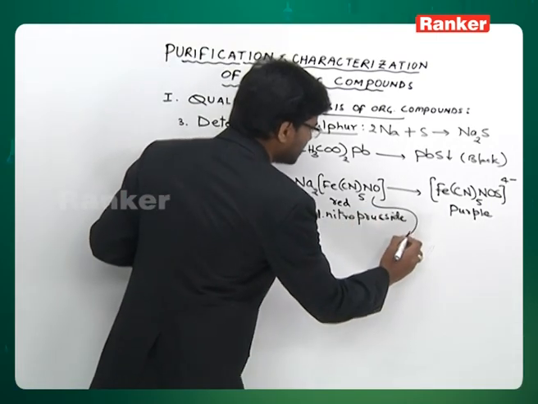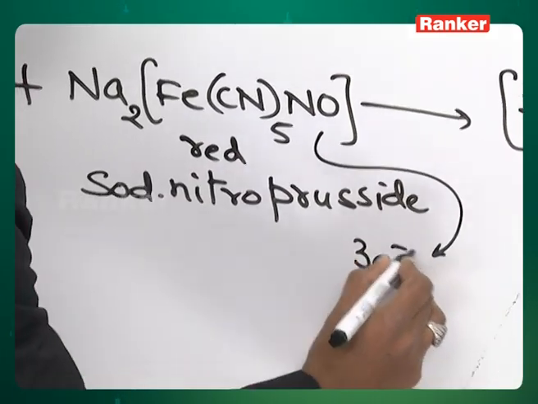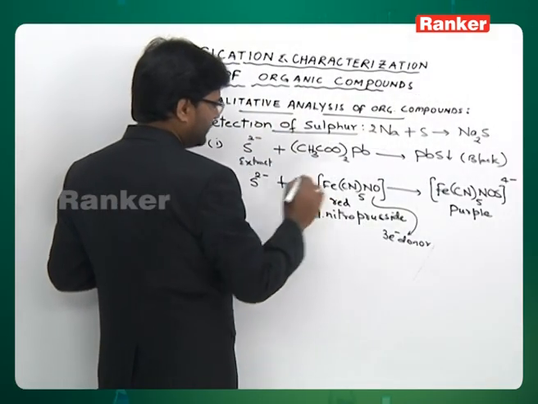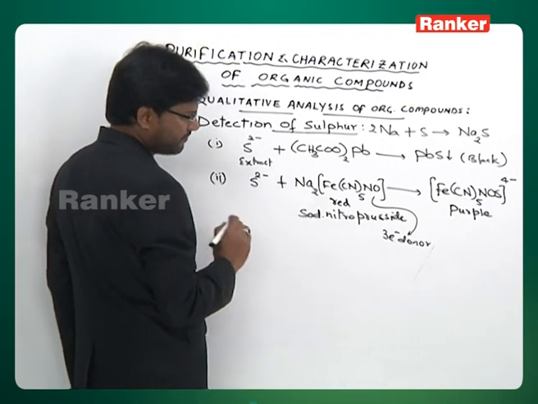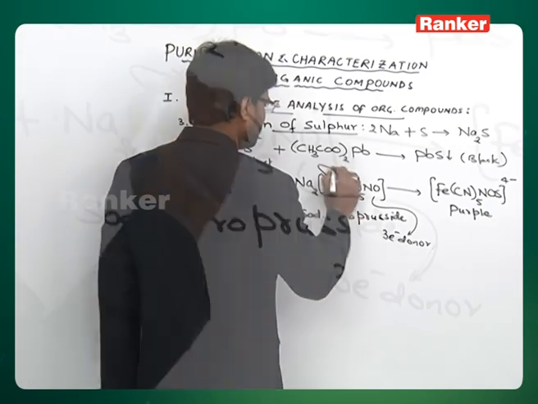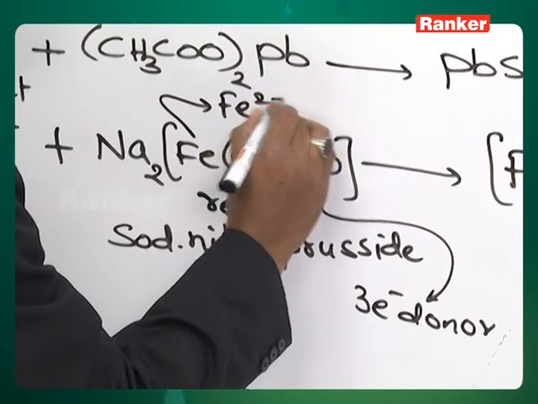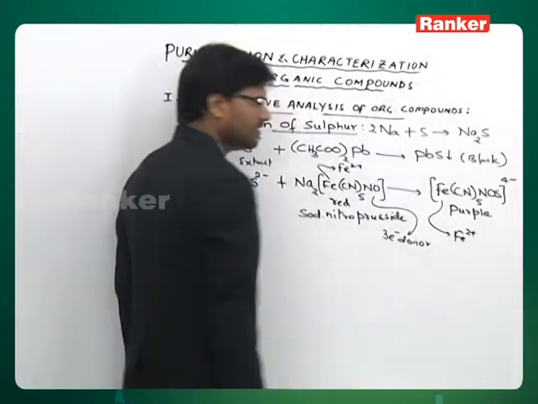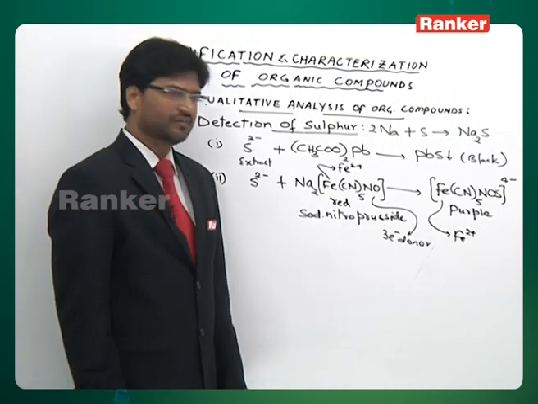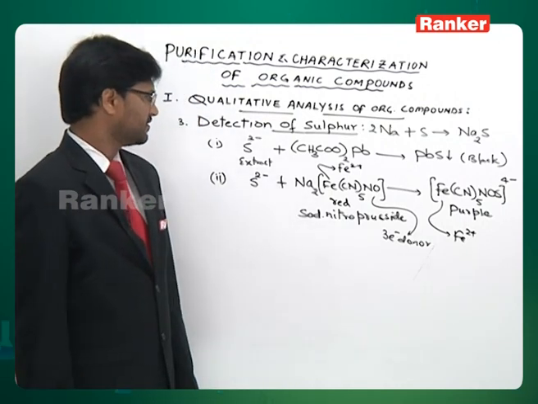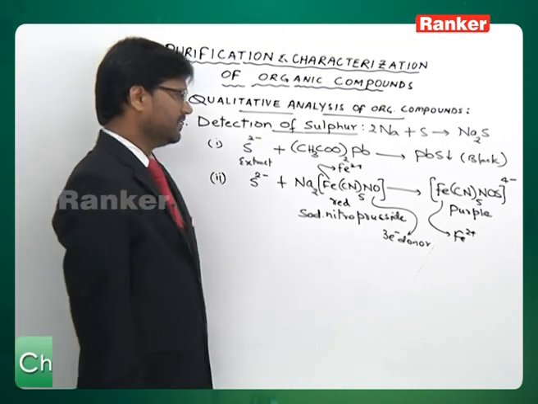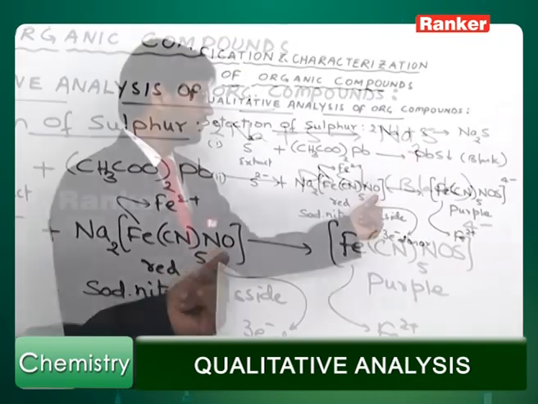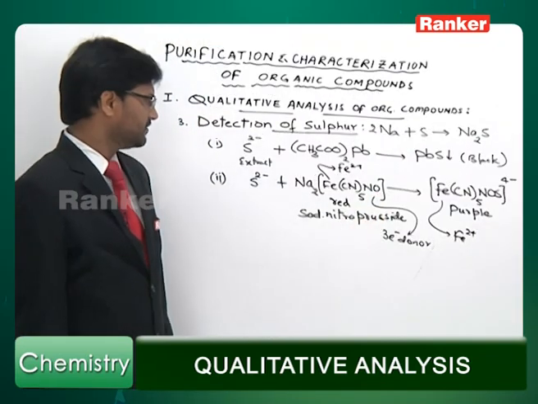In this complex, NO is a 3 electron donor. Another point I should add here is Fe is in the +2 state. Here also Fe is in the +2 state. So, there is no change in the oxidation state of Fe in this reaction. And also remember that NO is a 3 electron donor. Here it is a positively charged species.